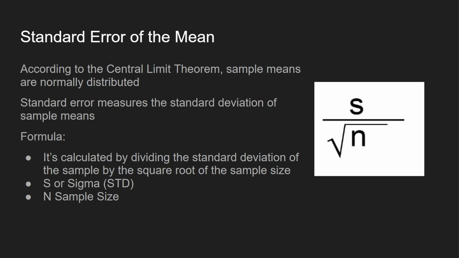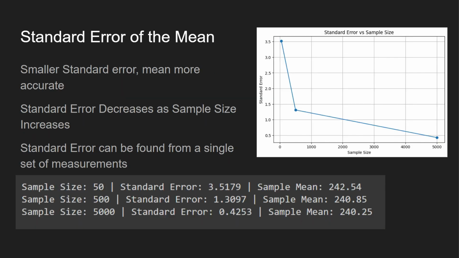So according to the central limit theorem, sample means are going to be normally distributed, and the standard error measures the standard deviation of the sample means. So the formula is calculated by dividing the standard deviation of the sample by the square root of the sample size. And you'll see the standard deviation, either S or sigma in this formula. It's STD for standard deviation. And N is going to be your sample size.